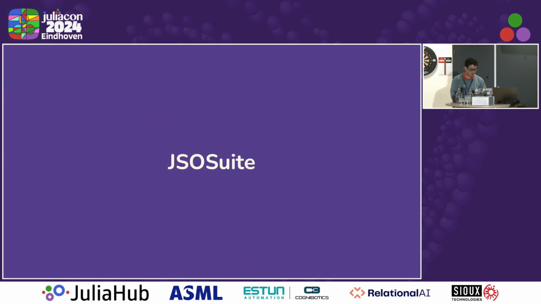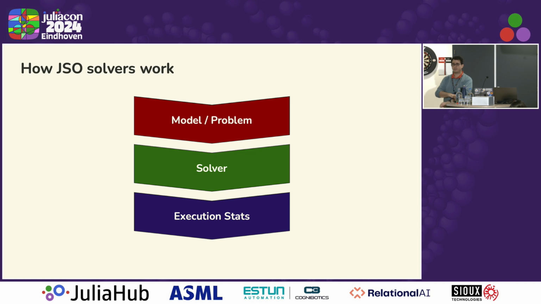Specifically, JSO Suite now. So the way that JSO solvers work is you have a model or a problem, depending on the field that you come from, and then you give this model to the solver, and then that solver gives you back an execution stats. So the provenance of this model or problem is varied. Sometimes you are in the industry and you have AMPL being used. Sometimes you're just an academic doing benchmarks and you have QPS. So it can be from many places. Or you can just use AD and give a function. So that's why we separated this.